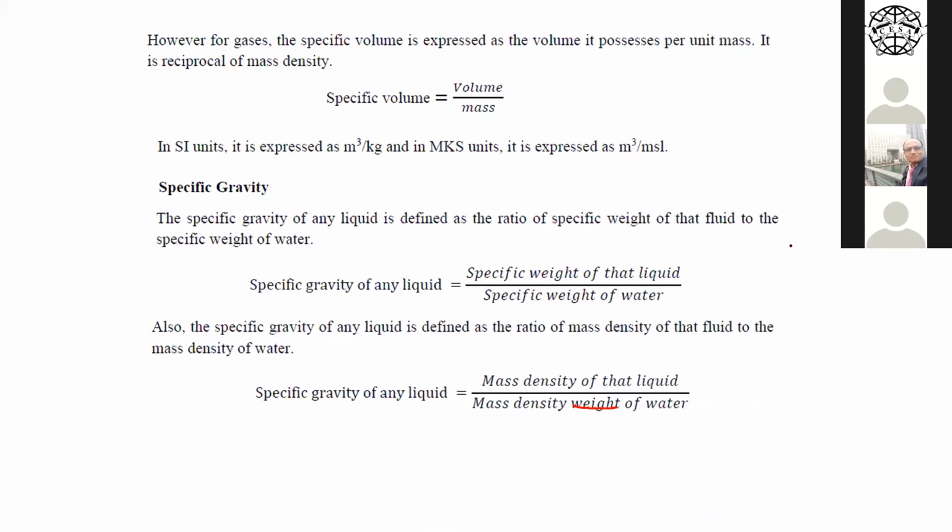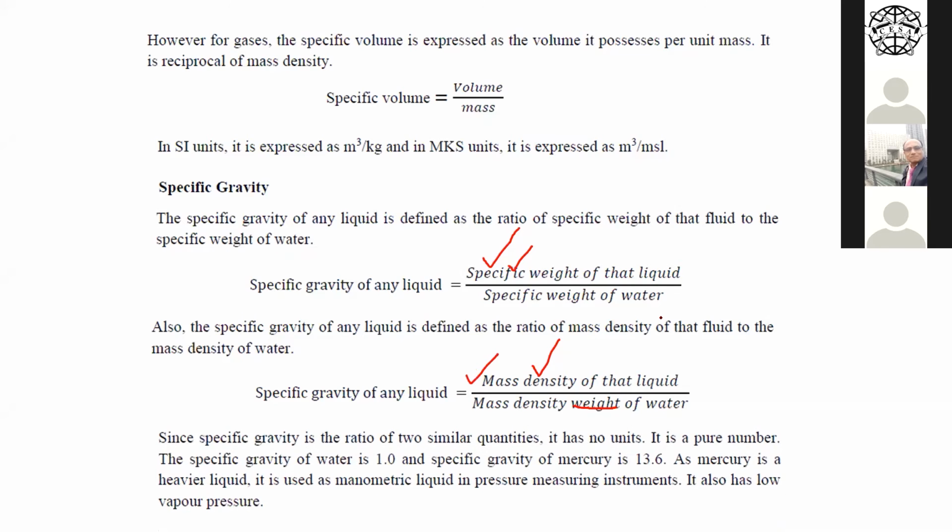Now I already told what specific weight is. It is weight by volume. Specific weight is also rho into g. There is one more way of calculating specific weight. If you want to calculate specific weight of oil, you take specific gravity of that particular liquid, that is oil, and multiply by specific weight of water, that is 9810. Then you will get specific weight of the liquid. There is also another way of calculating mass density of any liquid. Take its specific gravity and multiply by mass density of water. Mass density of water is 1000. So simply multiply by 1000, you will get mass density of any liquid.